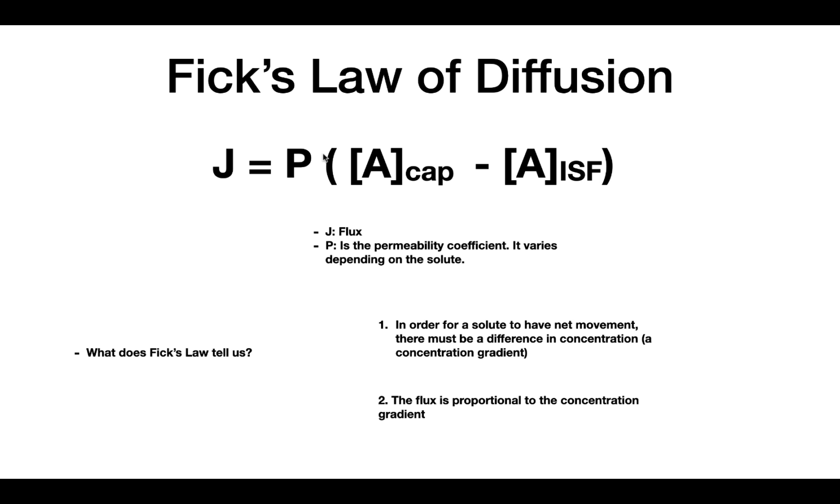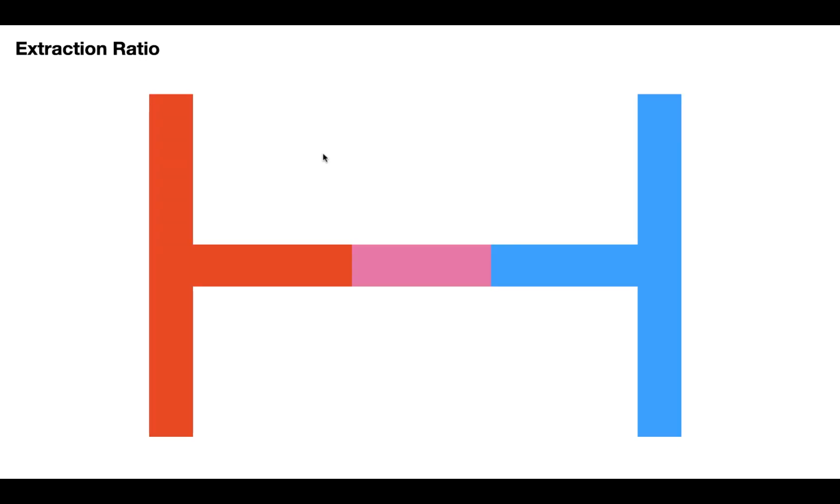Now, since we understand what flux is, let's talk about something called an extraction ratio. What is an extraction ratio? To understand that, we have a figure here. In this figure, we have an arteriole and a venule, and these two vessels are connected by a capillary. Let's say in the arteriole, we have 10 molecules of X. When these 10 molecules of X enter the capillary in this first segment, we can imagine that 2 molecules of X are lost to the ISF. So 2 molecules of X diffuse from the capillary into the interstitial fluid.